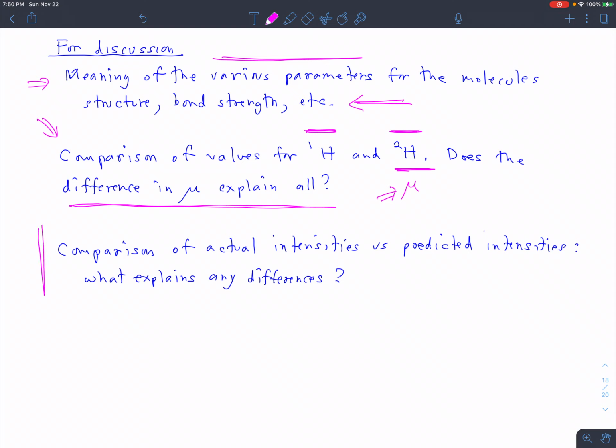And then finally, there's the ability to predict the intensities of the peaks in the spectrum. We talked about that last time. I didn't talk about it this time, but good enough. And you can compare that to what you predict from the expressions that we talked about last time.